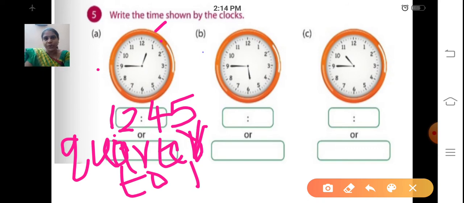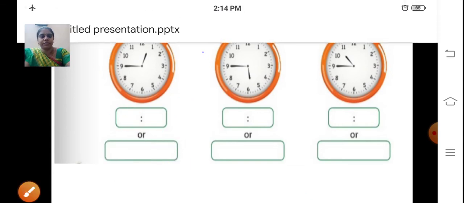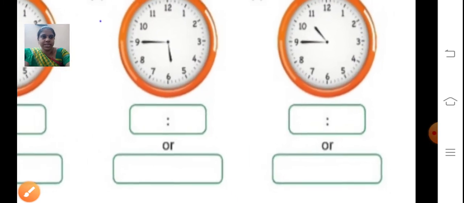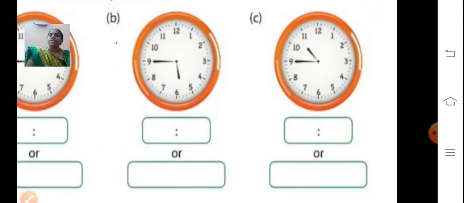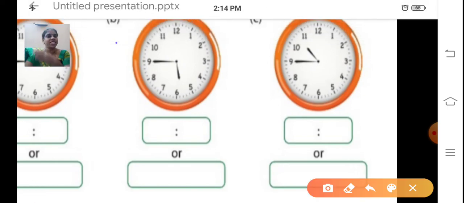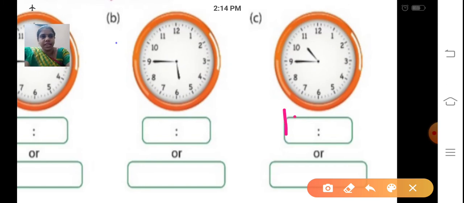So B sum, will you do it? Yes. Now, shall we move on to the C sum? Yes, C sum. Just see how will you write the time? Hour hand and the minute hand, isn't it? First, where is the hour hand? It has crossed fully 10, isn't it? So time is 10 and minutes. It is at 9. So 9 into 5. 9 5s are 45.